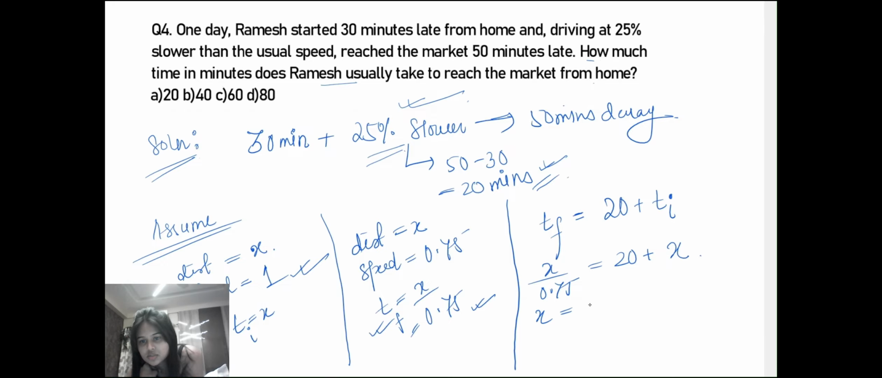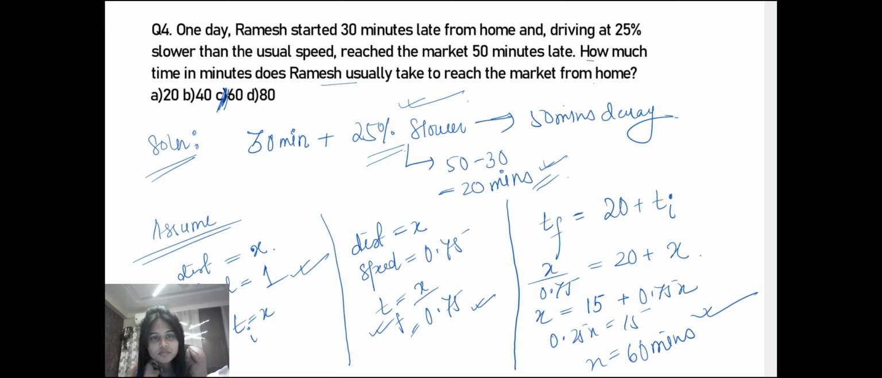Now if we substitute, x equals 15 plus 0.75x. Therefore 0.25x equals 15 and x equals 60. Therefore 60 minutes. Option C. So Ramesh usually takes 60 minutes.